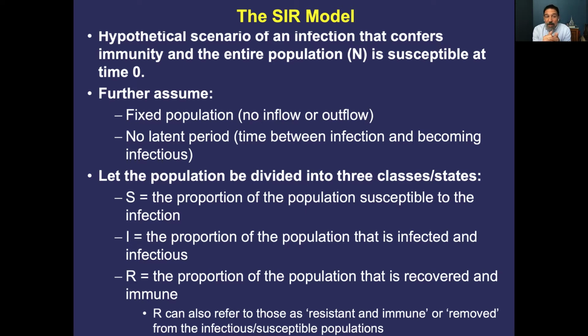So for the SIR model, we let the population be divided into three mutually exclusive classes, or states, or sometimes we'll call them compartments. These are the S, I, and R states. S stands for the susceptible state, the proportion of the population susceptible to the infection. I stands for the infected population, who are also by definition infectious in this scenario. And R stands for the recovered population, the proportion of the population that is recovered or immune to the infection.